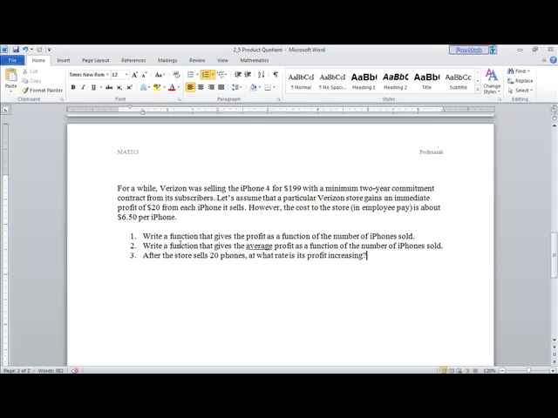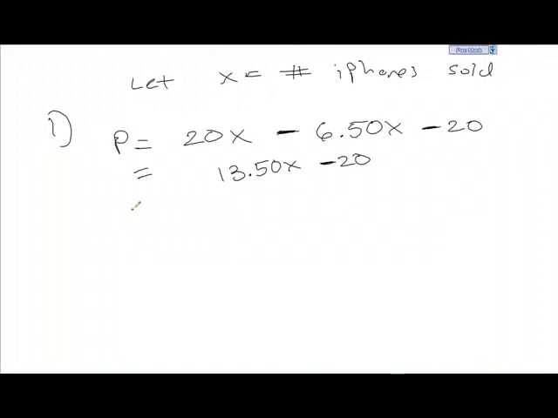In number two, we want to write a function that gives the average profit as a function of the number of iPhones sold. Again, I can make myself a table. I know that the profit I get and then the average profit I get are going to be related to one another. So profit, I know that if I sell, for example, 10 iPhones, then my profit is going to be 1350 times 10, which is 135, minus 20 is going to be $115.